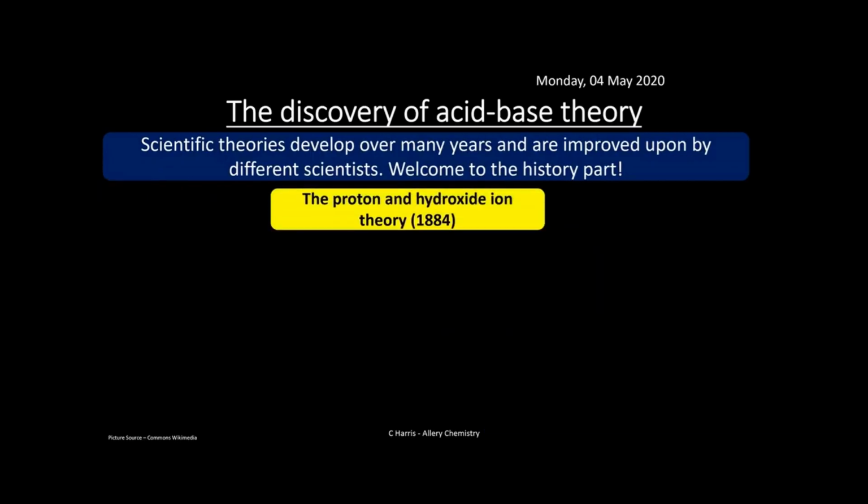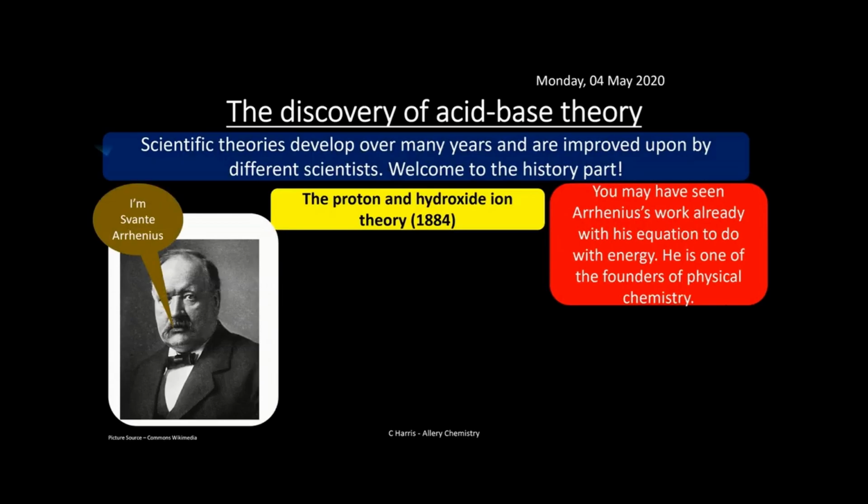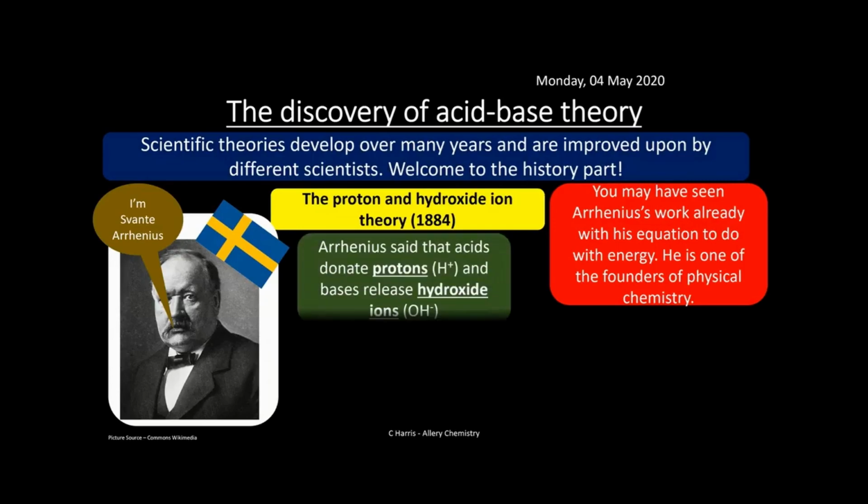So the proton and hydroxide ion theory, this was a little bit later on, 1884, and you may have seen, especially in the previous topics, the Arrhenius equation. So this would have been in the rates of reaction section, which is the how fast section of module 5. But Svante Arrhenius was Swedish, and he came up with a theory to do with physical chemistry. So he's a physical chemist, that's what he was. And so he came up with proton and hydroxide ion theory for this.